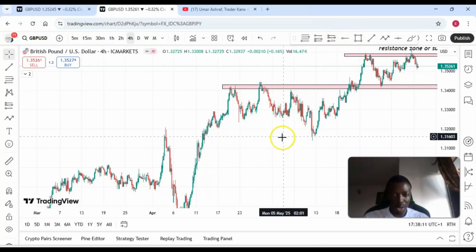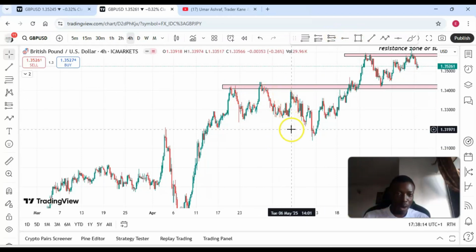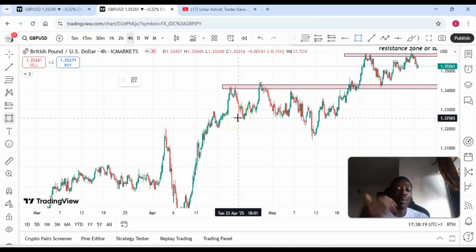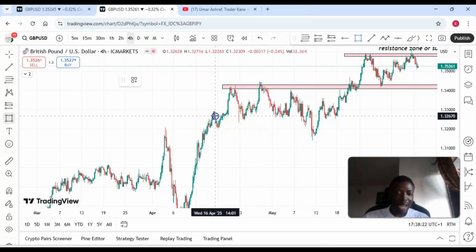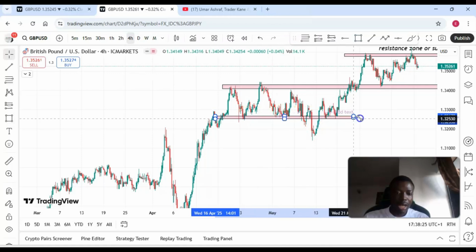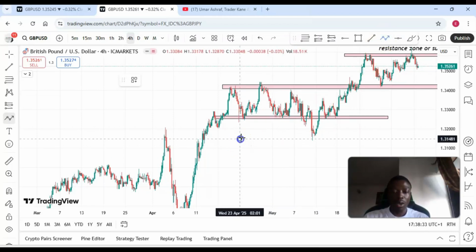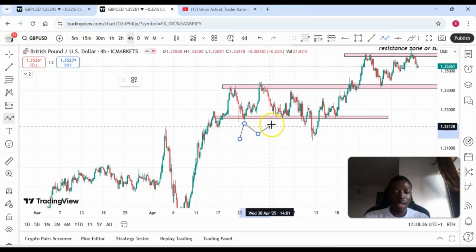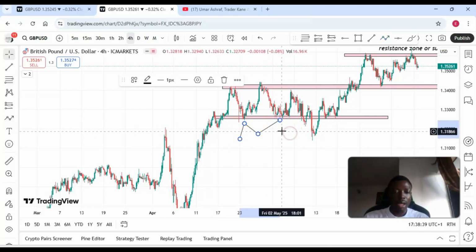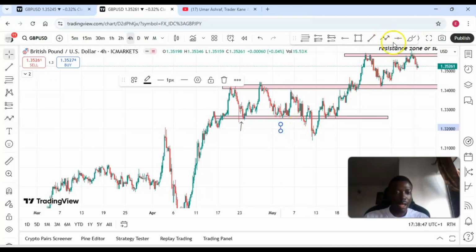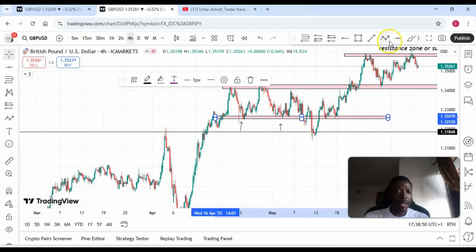And where is our support zone? Like I said, resistance is up, support is down. So our support zone here should be a price point where the market has also been bouncing off multiple times, like this point here. You can see we have a touch here. We have a touch here. We have a touch here. We have a reaction here. We have a reaction here.